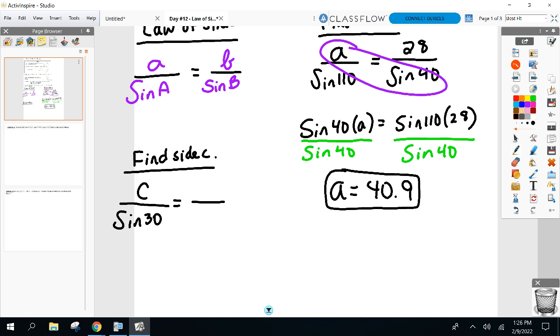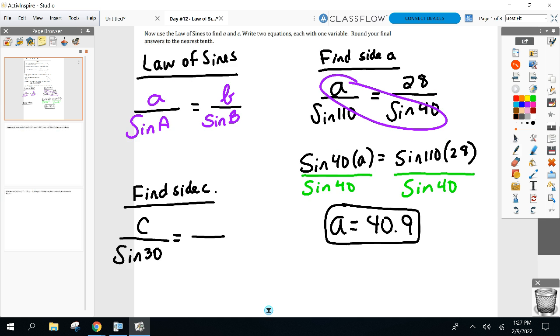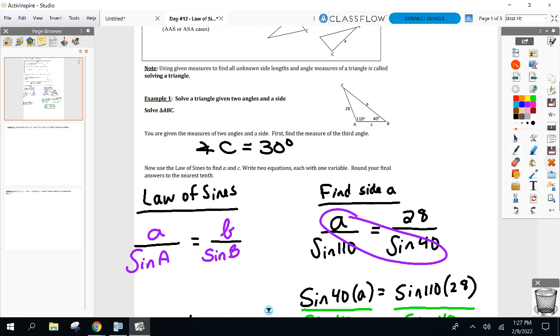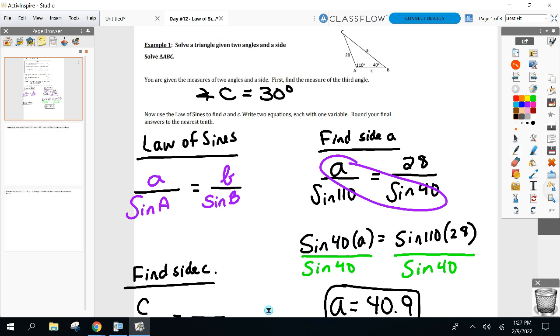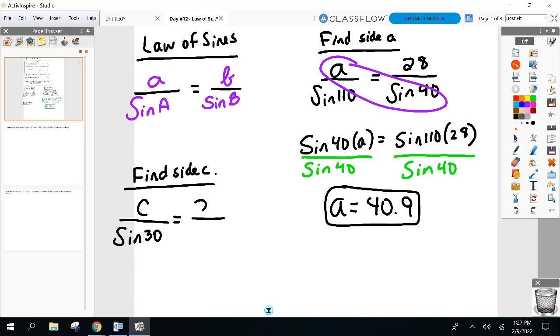Equals, my preference, I always use the given side and angle. Now, hey, you don't have to. You can use the answer you just got, but why am I not going to allow you to use 40.9? What am I going to have you put in instead? The non-rounded answer. So that's your call. If you want to use the non-rounded answer over sine of 110, that's fine. I always prefer just to go with the given ones. 28 and sine of 40 again.